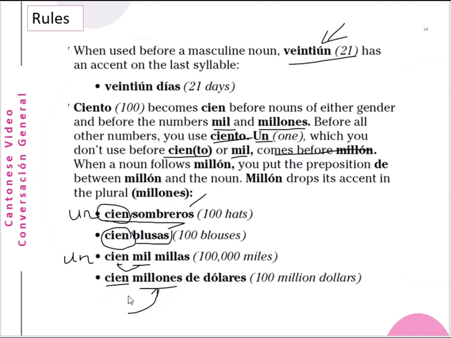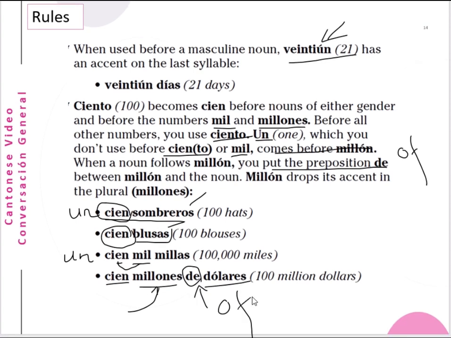Cien millones, you can say hundred million. Cien millones de dólares. You add the de between the noun and the millones. Just like this, you put the preposition de, meaning of, between millones and dólares. Cien millones de dólares, 100 million dollars.